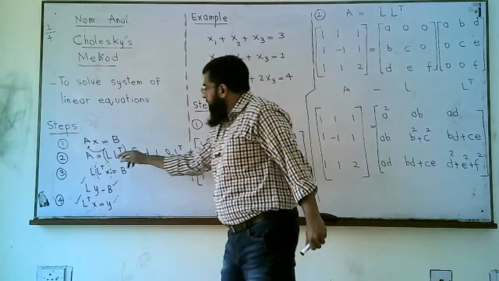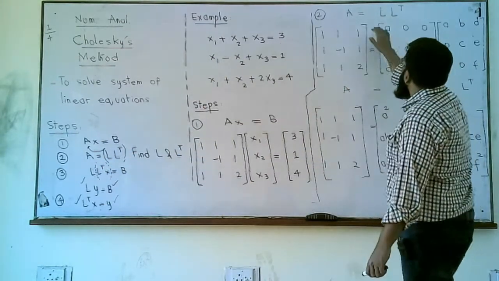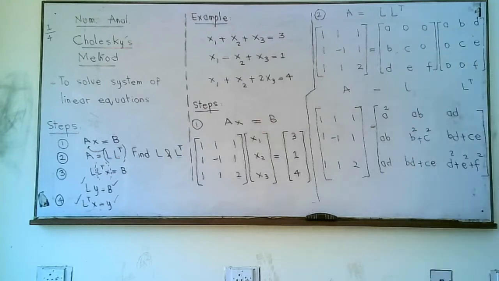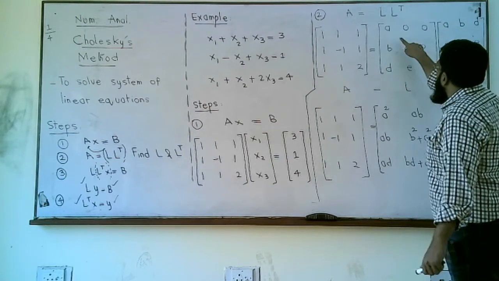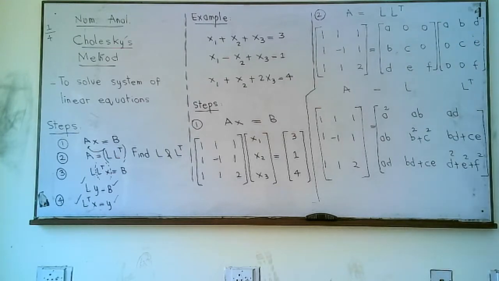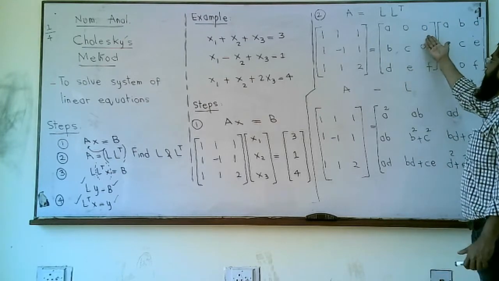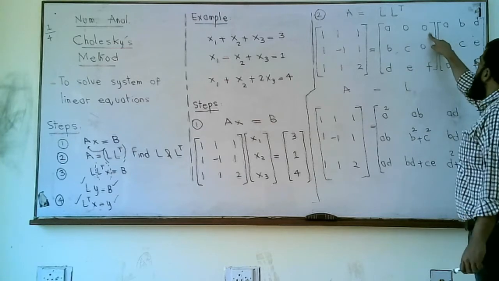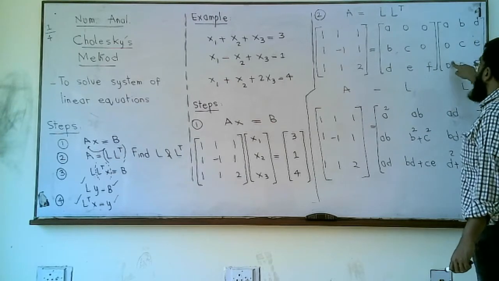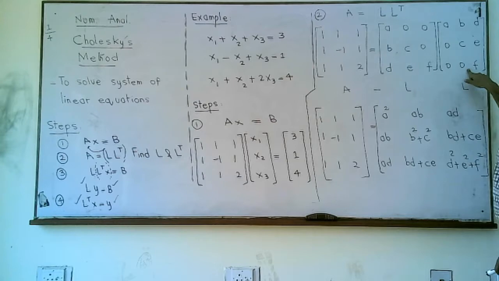Now let's move on to step number 2, where A is assumed to be equal to L times L transpose, like this, where L is the lower matrix in which we have non-zero numbers in the lower triangle and all other numbers are 0. And this L transpose is the transpose of this matrix computed by converting rows into columns. The first row is written as the first column in the transpose matrix. The second row is written as the second column. The third row, D E F, is written as the third column. That's all. That is the transpose.